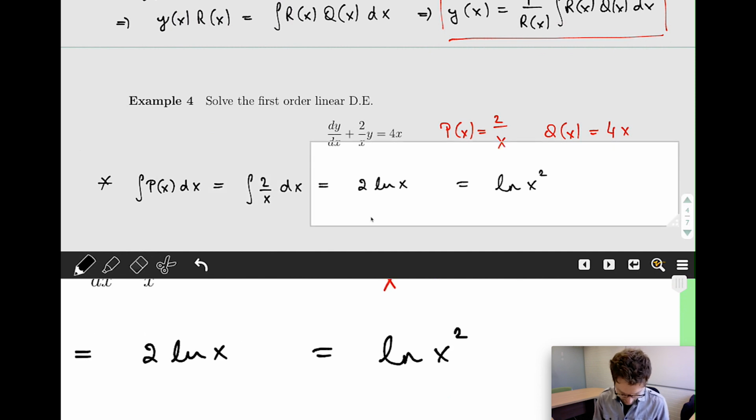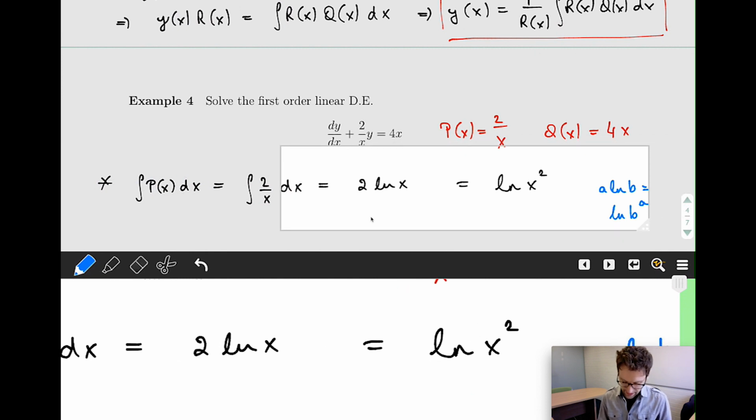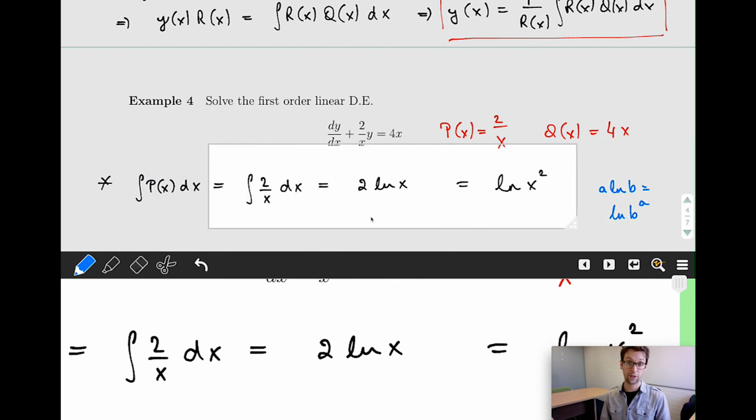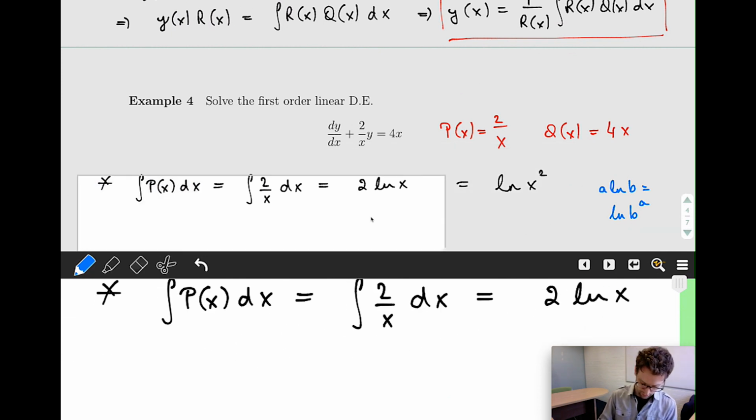So I've just used the fact that a log b is log b to the power of a. Now you notice there that I did not include a constant of integration. We're actually going to come back and try this problem again by including that constant of integration, but what we're going to see is that that constant of integration actually doesn't give us anything new. It cancels out. So I can leave it out at this point without suffering any consequences. Again, I'm going to show you that in just a moment.